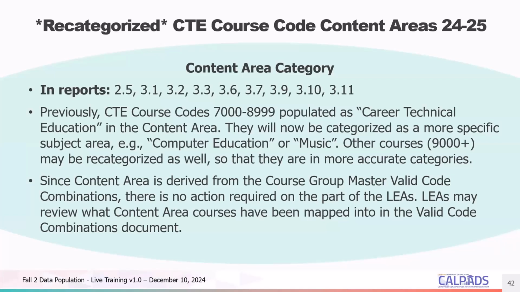The relevant reports are all listed on the slide here. This change will allow LEAs to more appropriately reflect all of the courses and their content areas on DataQuest, as well as the California School Dashboard. And since the content area is derived from the course group master combos tab of the valid code combinations document, there's no action required on the part of LEAs except to ensure that you are using the most up-to-date valid code combinations document. So you should be using a 16.x version of the valid code combinations document in order to ensure that this change has been accounted for.